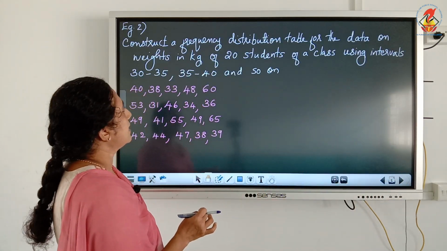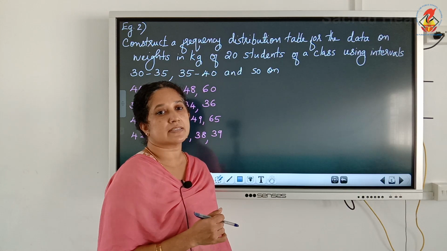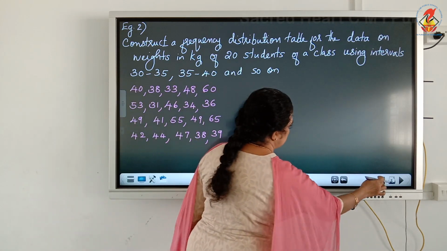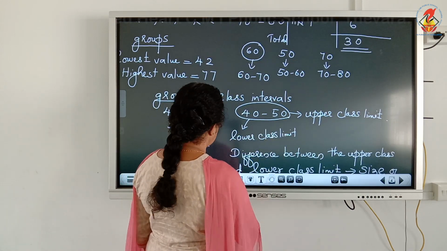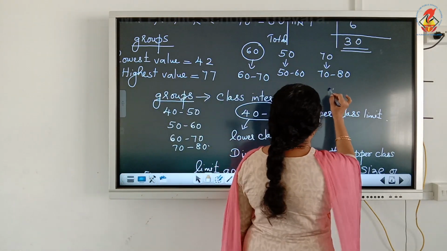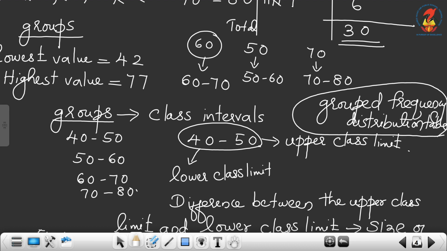Now the next question: construct a frequency distribution table. The frequency table made this way is known as the grouped frequency distribution table. The distribution we can call a grouped frequency distribution, and the table we can call a grouped frequency distribution table.